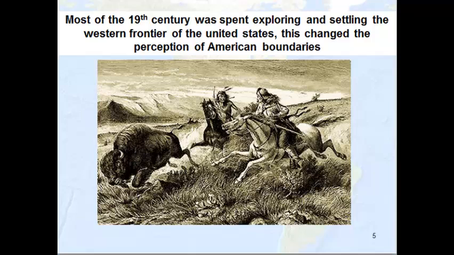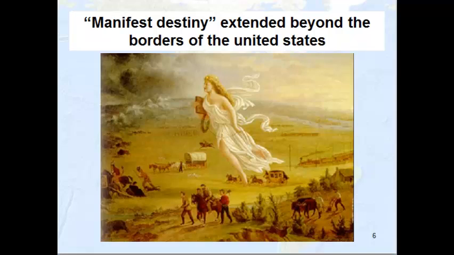Most of the 19th century was spent exploring and settling the western frontiers, as we had discussed in previous videos. However, this is going to change the perception of American boundaries, particularly when America finally settles the frontier in the 1890s. And as you may recall, Manifest Destiny is going to extend beyond the borders of the United States, not stopping at the coasts of California, but will continue on into the Pacific and into other parts of the world.